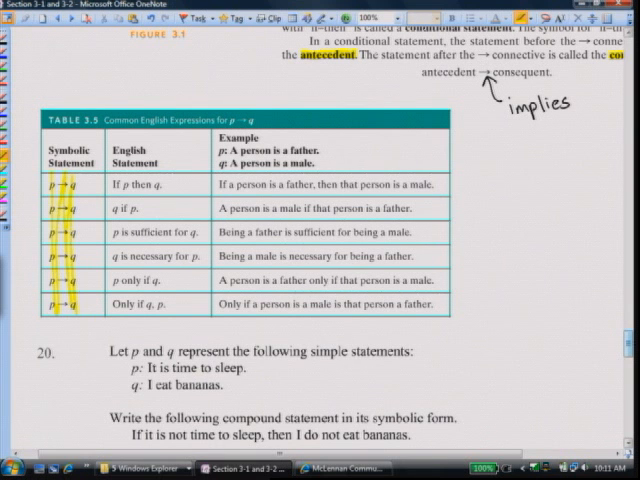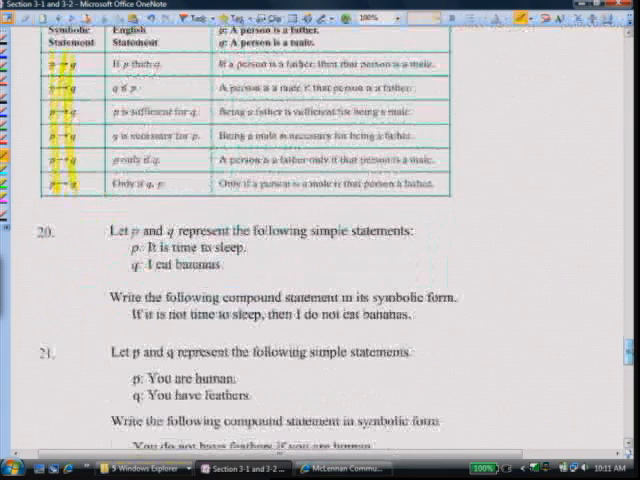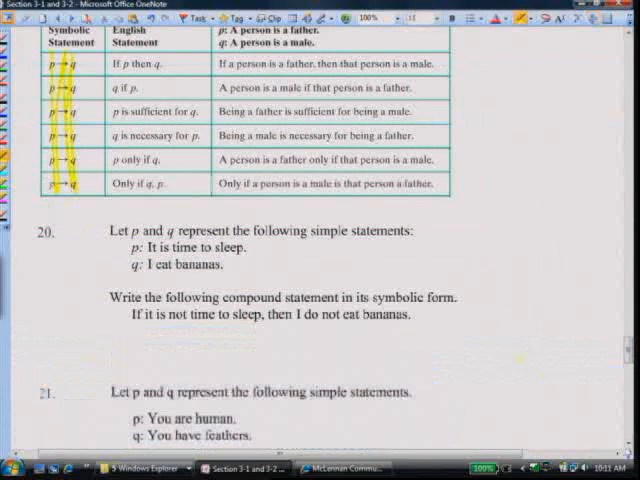Okay, so let's practice. Number 21 here says, let P and Q represent the following simple statements. P: it is time to eat. Q: it is time to sleep. R: I eat bananas. Write the following compound statement in symbolic form. If it is not time to sleep, then I do not eat bananas. Okay, so we've got a not and a not, which means we're going to use the tilde. So not Q implies not R.